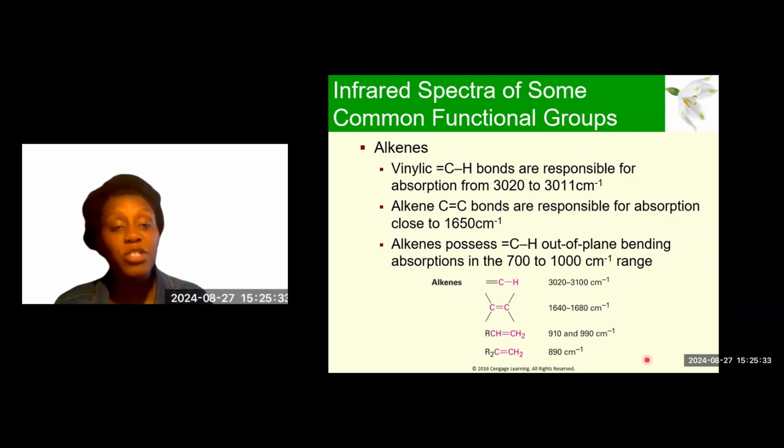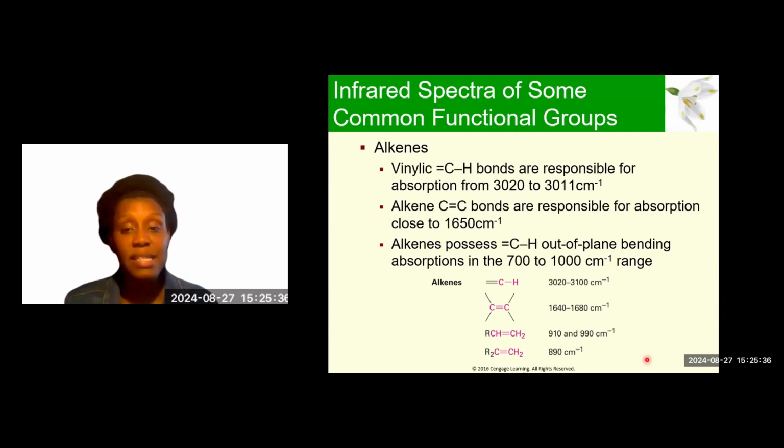So when you're dealing with infrared spectroscopy, alkenes are going to have carbon-hydrogen bonds that are sp2 hybridized, okay? And these are going to be responsible for peaks around 3,020 to 3,011. So they're going to be just above that 3,000 range. So just below 3,000 is alkanes, just above is alkenes, okay? And alkenes also have carbon double bond carbon, and these are going to be around the 1650 range.